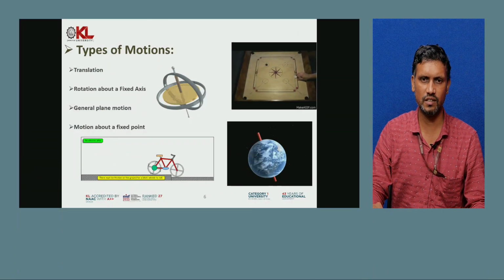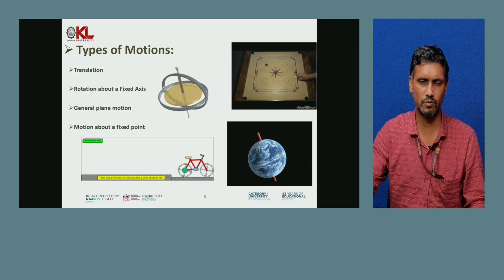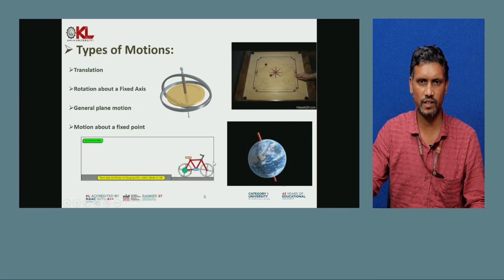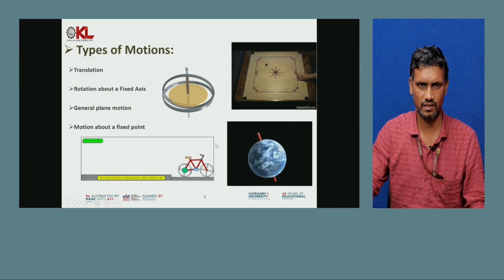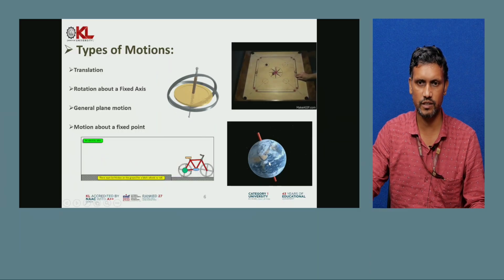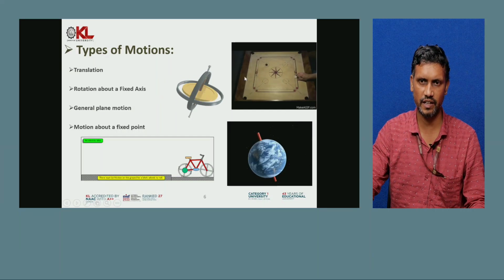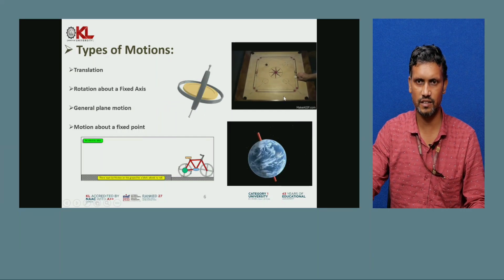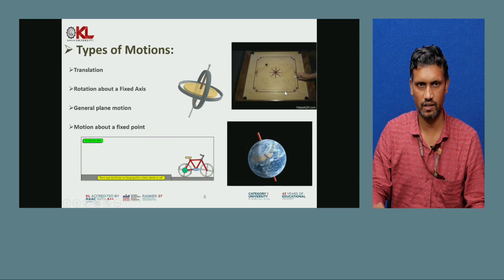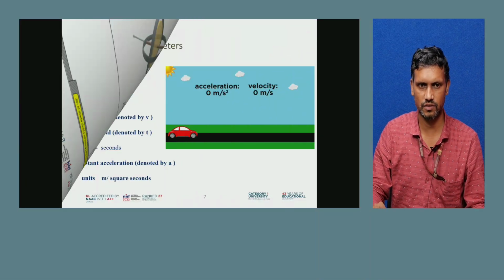Types of motion: translatory means a cycle is moving in a straight line. Rotation, something is rotating. Motion about a fixed point, for example earth is rotating about something, so something is rotating about a fixed point, correct? Plane motion means in one plane, like on this carom board, the coins and the striker are moving in one plane. There are different types of motions.